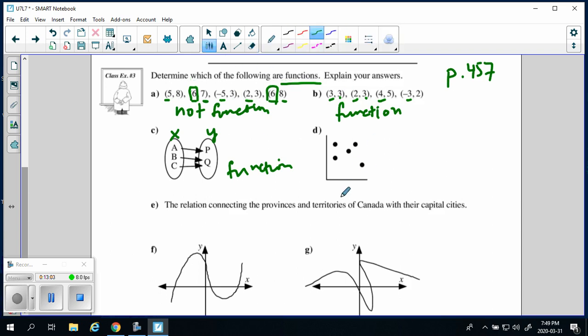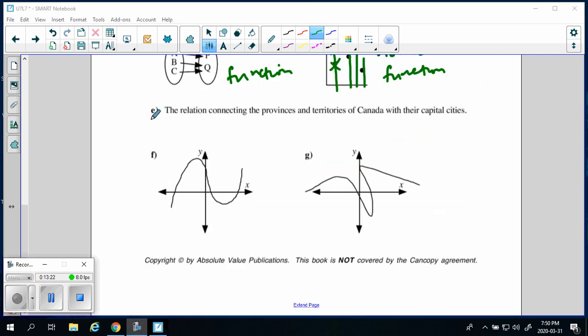So over here, we have a graph, and a graph means that we can apply the vertical line test. So let's see, if we draw vertical lines, does it hit the graph at more than one point? Actually, yes. If you draw this vertical line, it hits two different points. So this would be not a function.